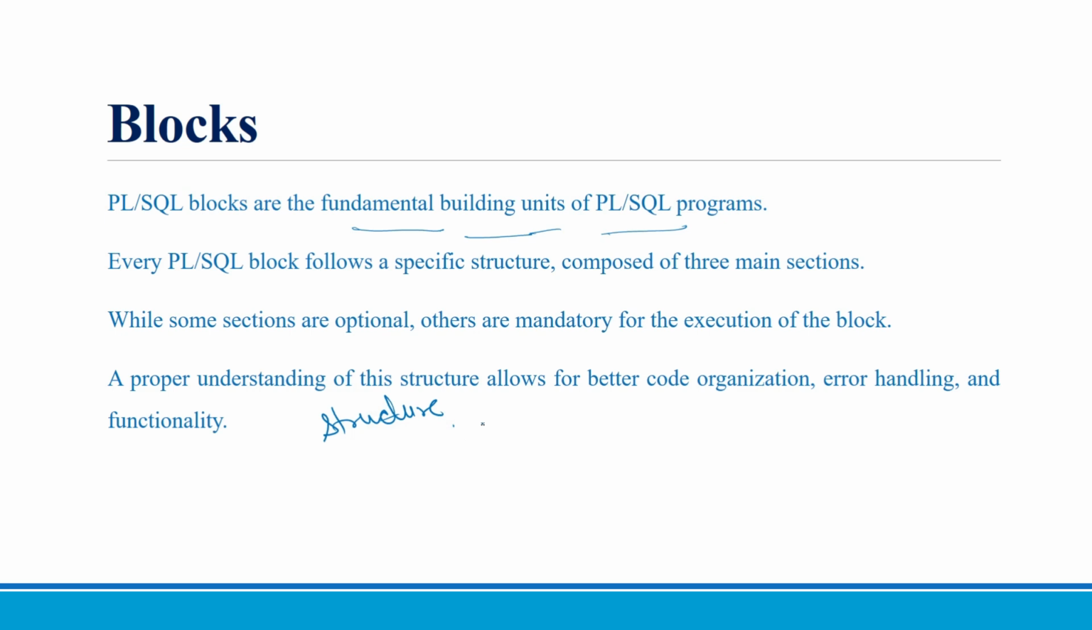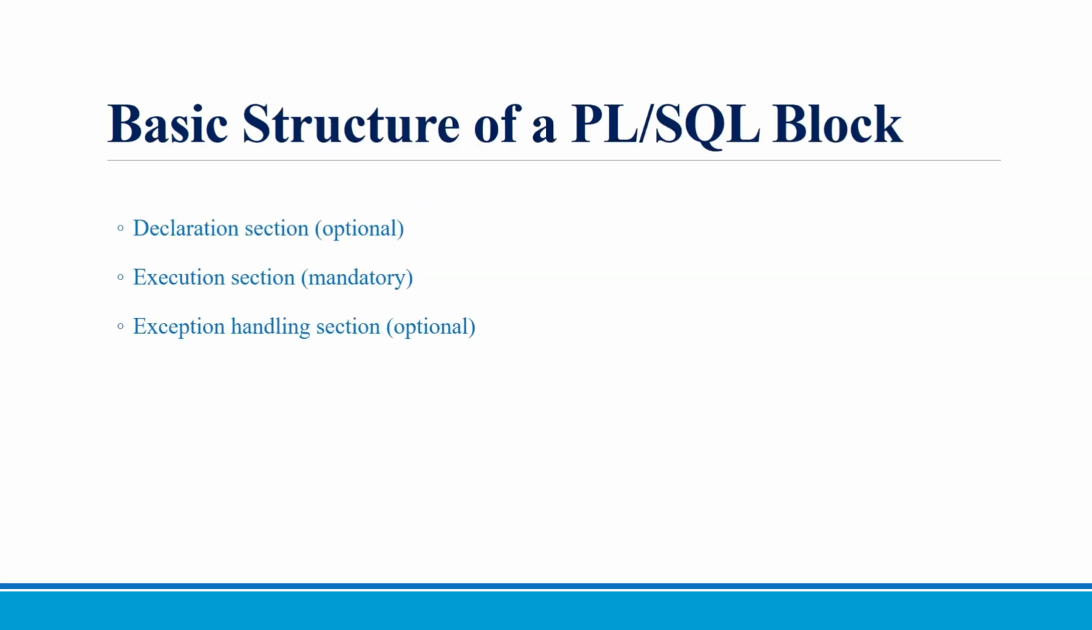They include three sections. Some sections are optional and some are mandatory. And if you really want to excel in server-side programming, then you have to understand how these blocks work. Basically, blocks may be of two types. One is anonymous and the second one is named block. The structure of these two blocks is the same.